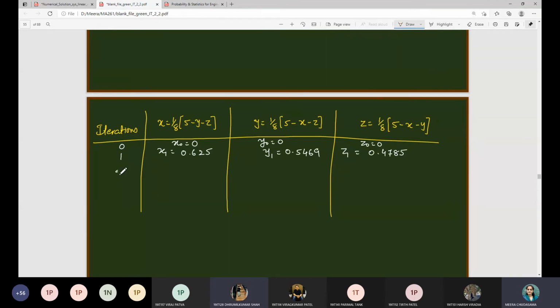X2 is 0.497. Fourth digit कहाँ गया? 4 digits after decimal point. मैम, actually 0.4968 है. 68 है ना, तो you have to write it 68.